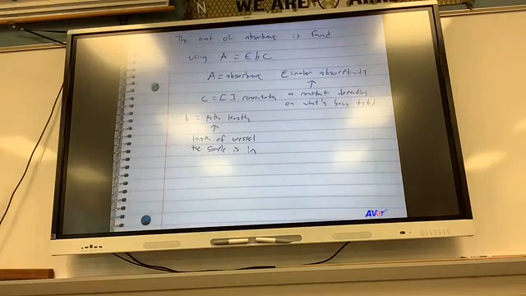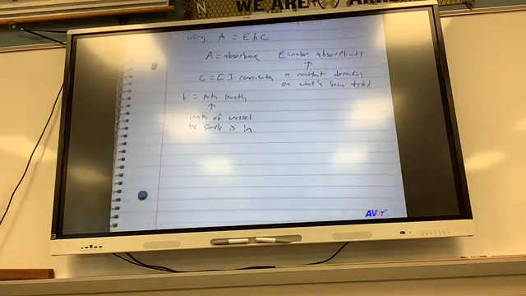Does it have to be in centimeters or meters? It's usually centimeters. But the unit's not super important, as long as you're consistent through the lab, it's good.